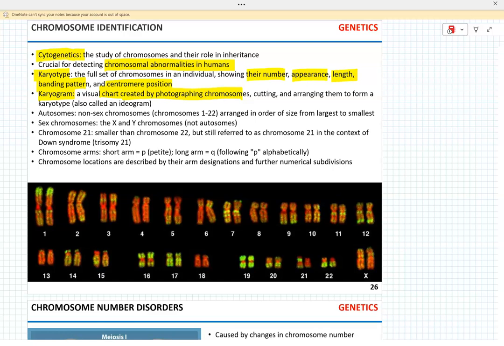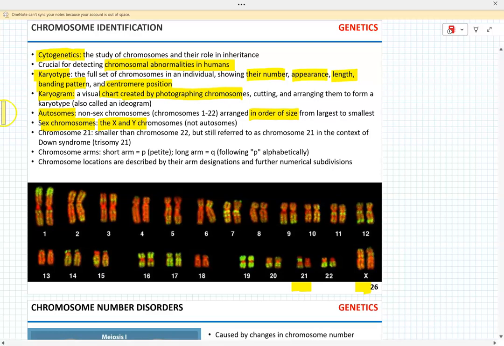Chromosomes can be divided in autosomes and sex chromosomes. Autosomes are first 22 chromosomes in humans, and they are arranged in order of size. Sex chromosomes are X and Y. On the illustration here, there are two X chromosomes. Now, despite the fact that chromosome 21 is smaller than the chromosome 22, it is still referred as the chromosome 21 because it was discovered in the context of Down syndrome.